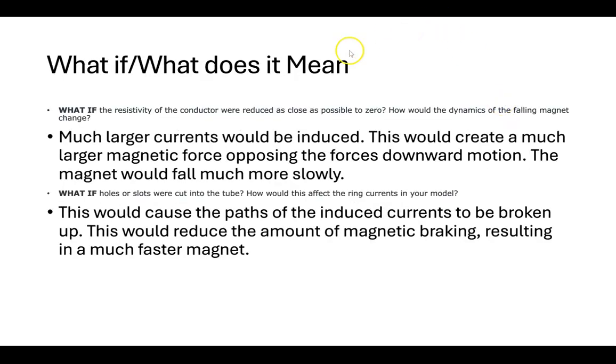So what if, and what does it mean? To answer the first one, I said that much larger currents would be induced. This would create a much larger magnetic force opposing the magnet's downward motion. The magnet would fall much more slowly in turn. For the second one, I said this would cause the paths of the induced currents to be broken up. This would reduce the amount of magnetic braking, resulting in a much faster magnet.